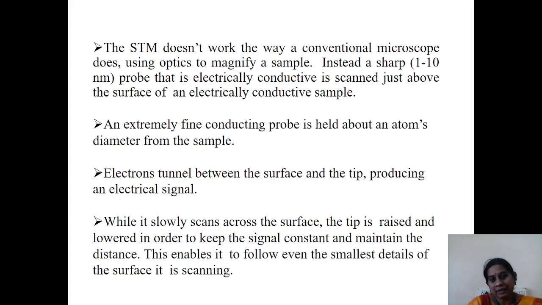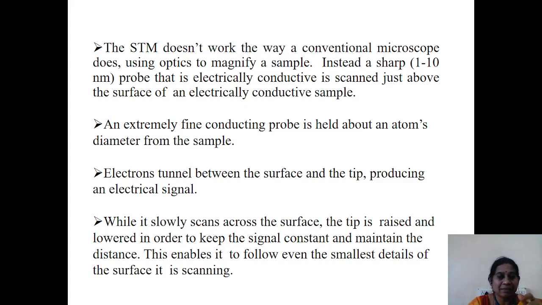This scanning tunneling microscope doesn't work the same way as a conventional microscope, that is, using optics to magnify the sample. Instead, it has a sharp probe of 1 to 10 nanometer diameter that is electrically conductive. This is made to scan just above the surface of an electrically conductive sample. An extremely fine conducting probe is held about an atom's diameter from the sample.